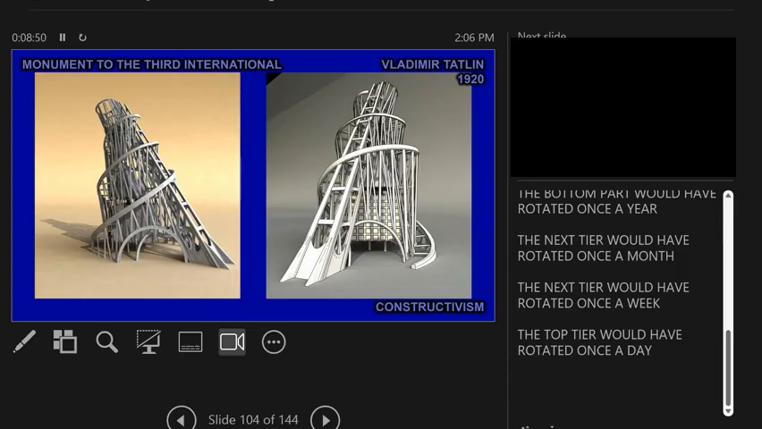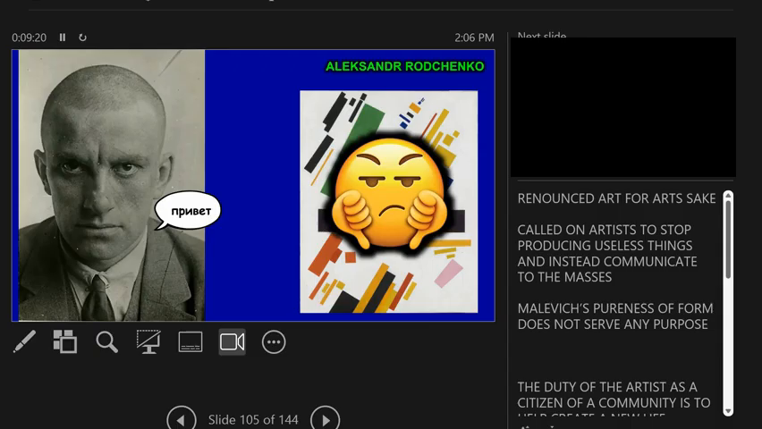So he had this very optimistic view of what technology could do at this time. I mean, this is 1920. It was an impossible dream to make these office buildings rotate like that. Like, where are you going to put the plumbing? How's the plumbing going to go from the top floor down to the bottom floor if it's rotating at different speeds? Rodchenko is our next artist, and he renounced art for art's sake.